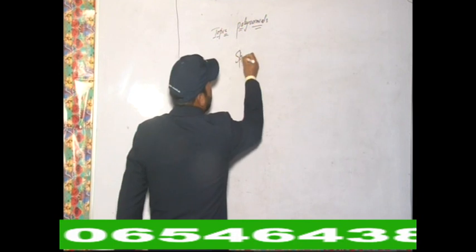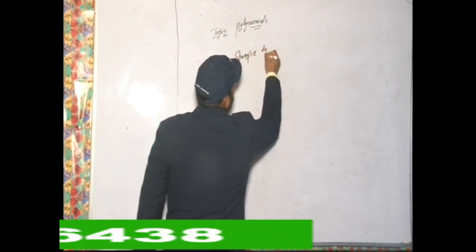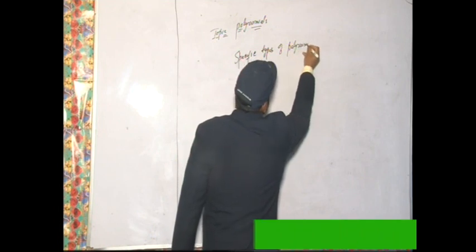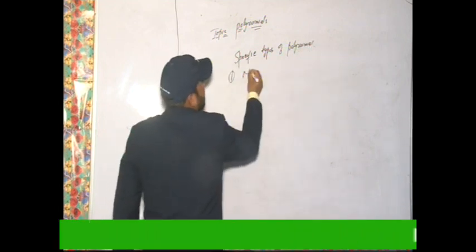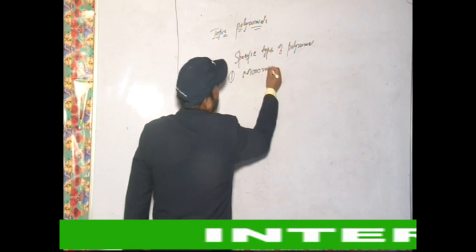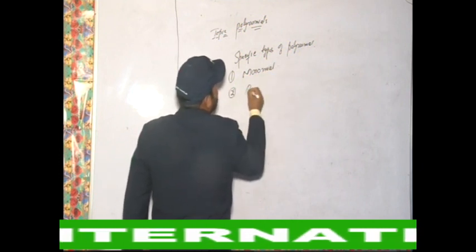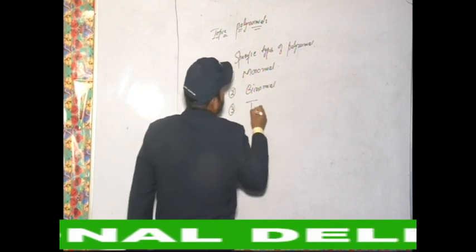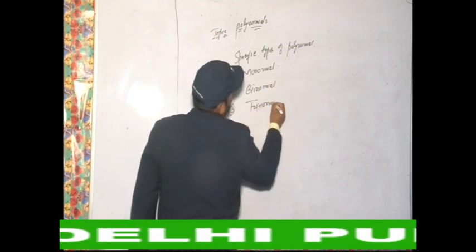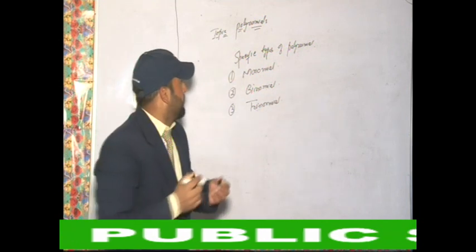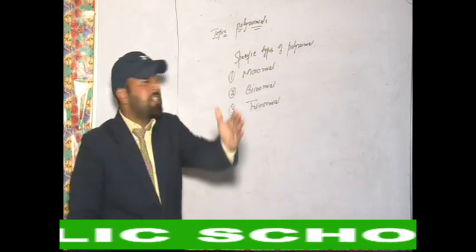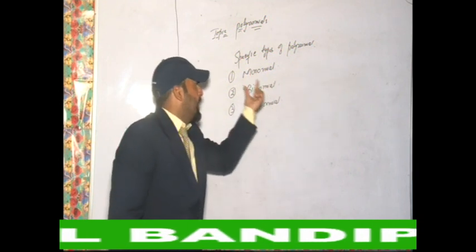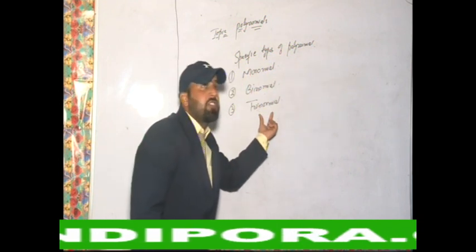The specific types of polynomial. Number 1, that is monomial. Number 2, that is binomial. And number 3, that is trinomial. So in the next lecture, we will discuss the specific types of polynomials. First is monomial, another is binomial, and third is trinomial.